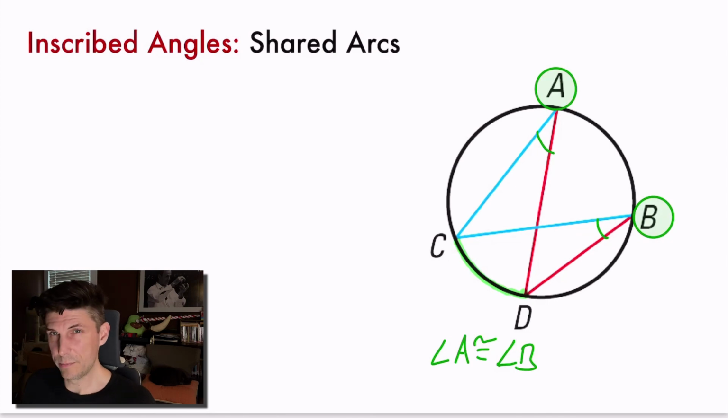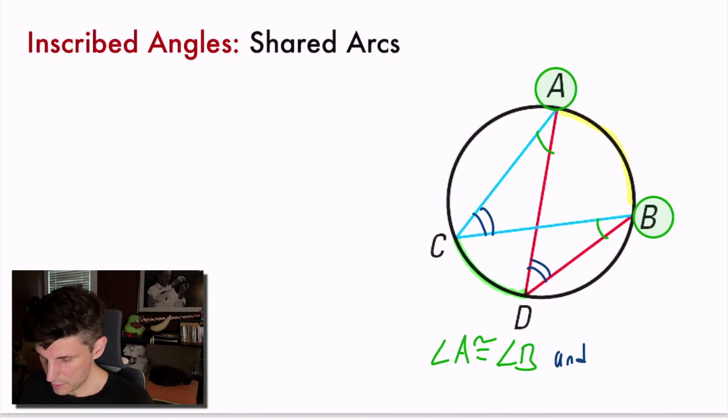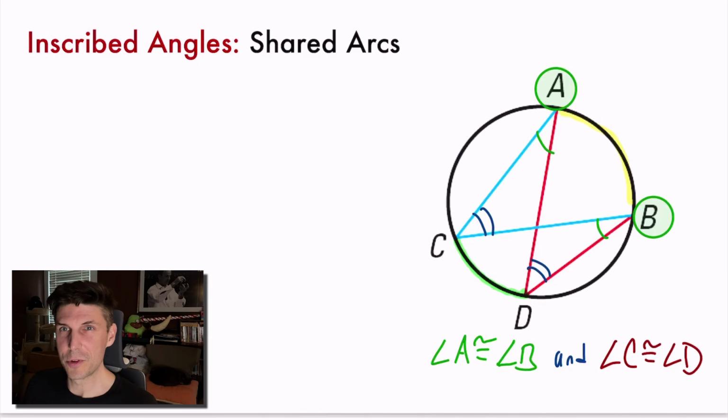What else is congruent? You guessed it. Angle C and D. Why are they congruent? Because they both share arc AB. So angle C is congruent to angle D. So again, if you have multiple inscribed angles and you just happen to see that they share an arc, then that's a way to determine that those angles would be the same. So just be on the lookout for something like that.